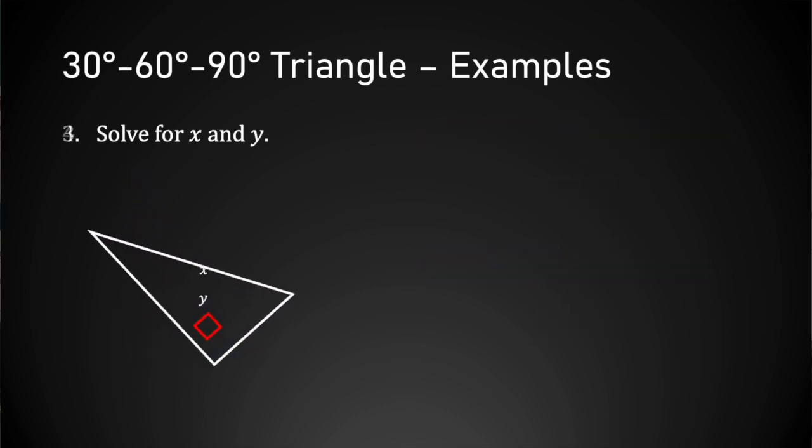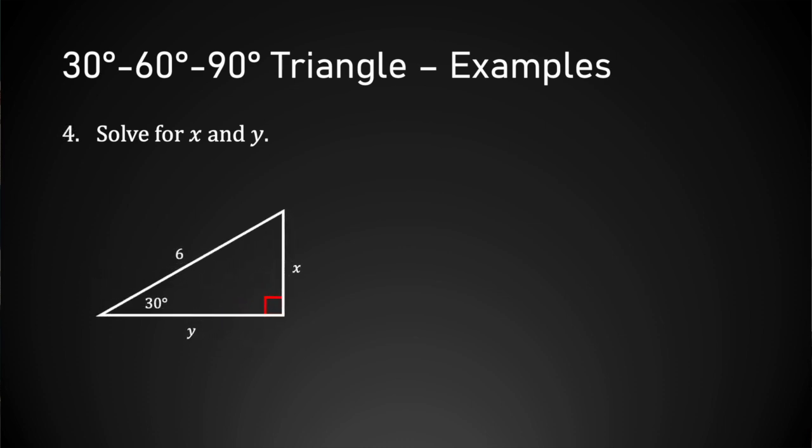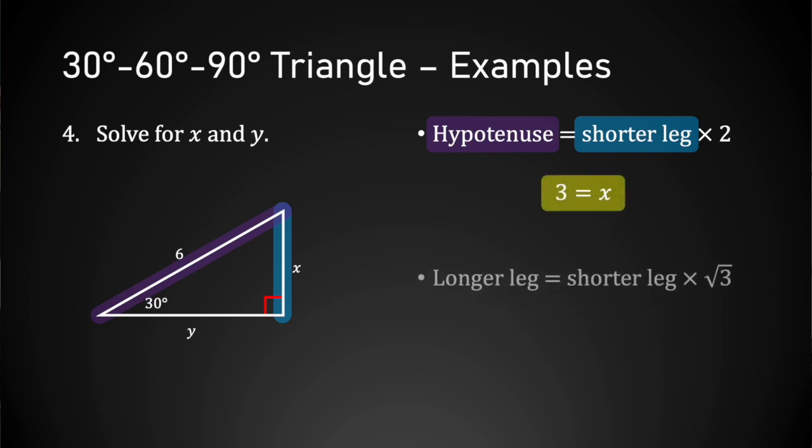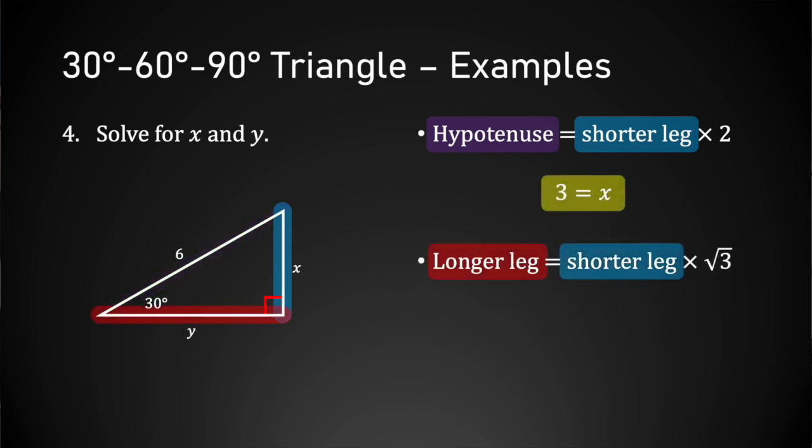This time they give us the hypotenuse and ask for the other sides. We know that the hypotenuse is just the shorter leg times 2, so in this example, 6 equals x times 2. Divide both sides by 2, and x equals 3. Now that we've found the shorter leg, we're going to multiply it by the square root of 3 to get the longer leg. 3 times the square root of 3 cannot be reduced, so we leave our answer as y equals 3 square root of 3.